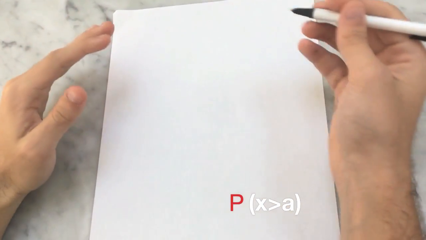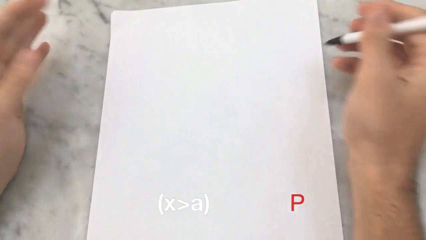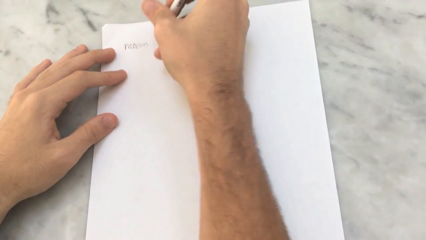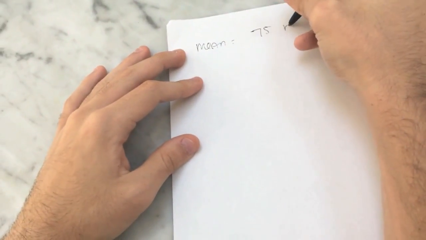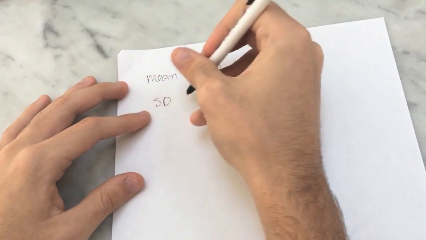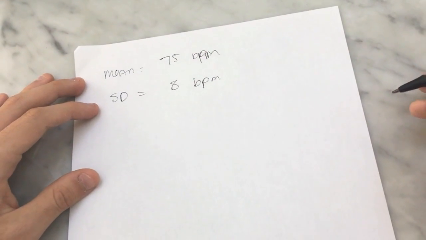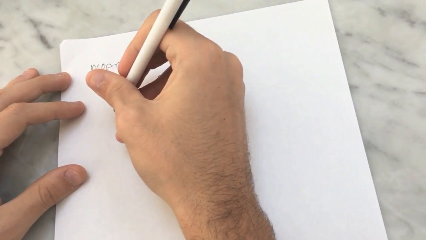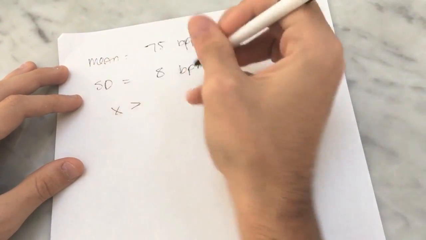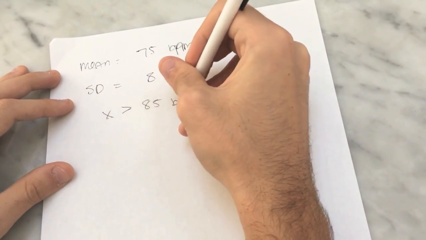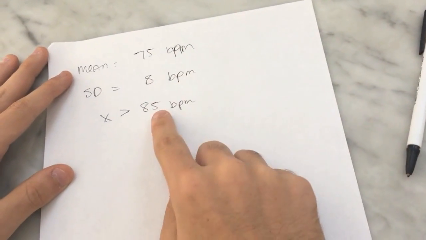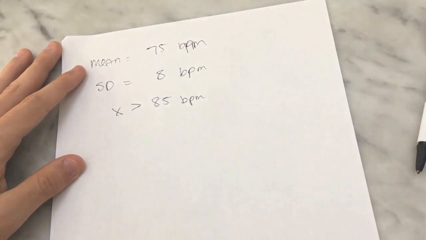Alright, so now that you should understand our less than probabilities, let's try a greater than probability. Let's say we have a problem where the pulse rates of adult females have a mean of 75 beats per minute, and with a standard deviation of 8 beats per minute. Let's say we want to find if someone has a heartbeat of 85 beats per minute or more.